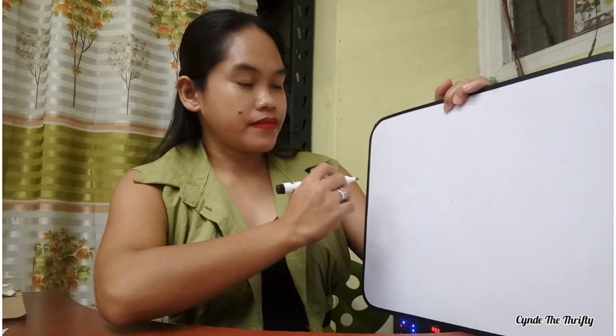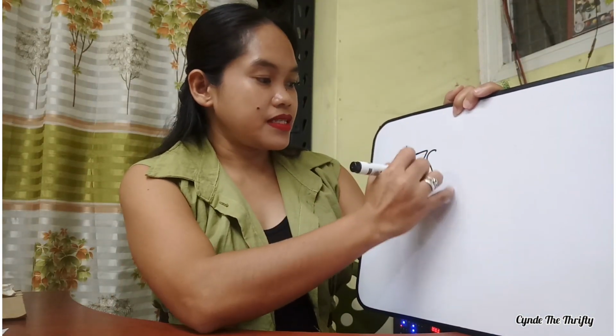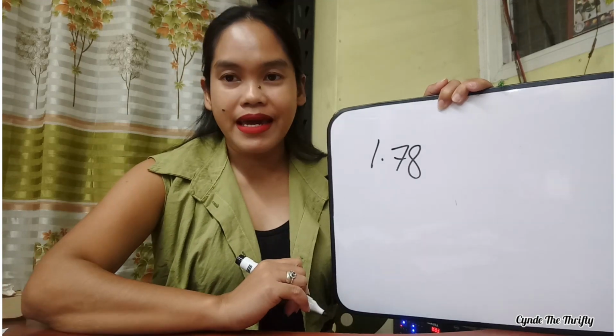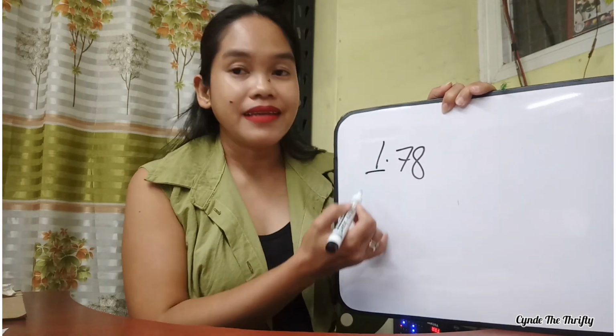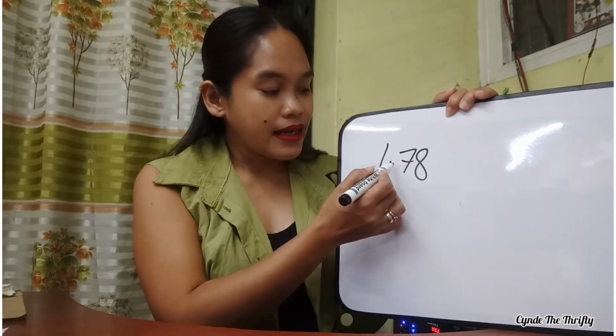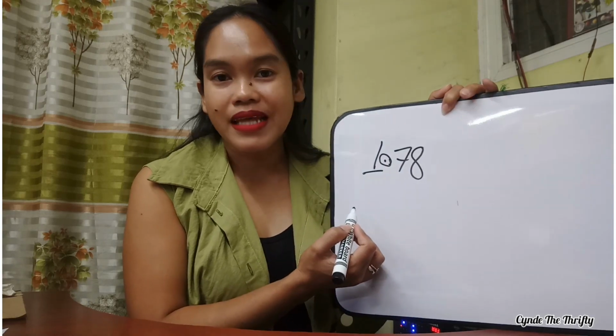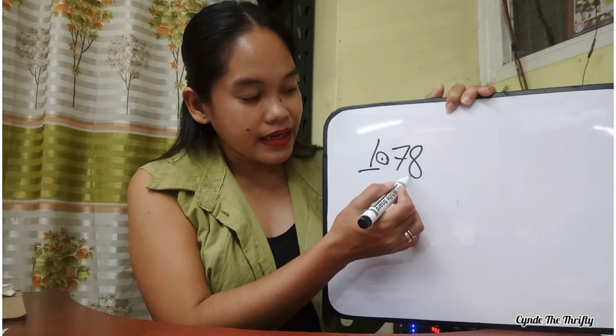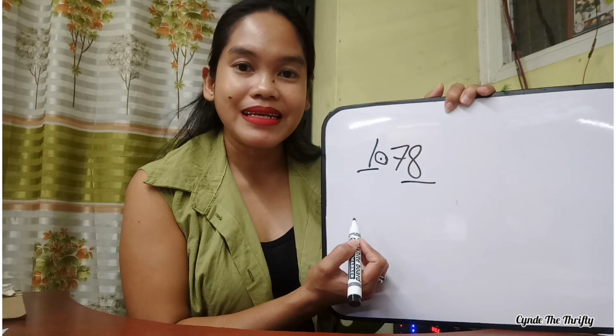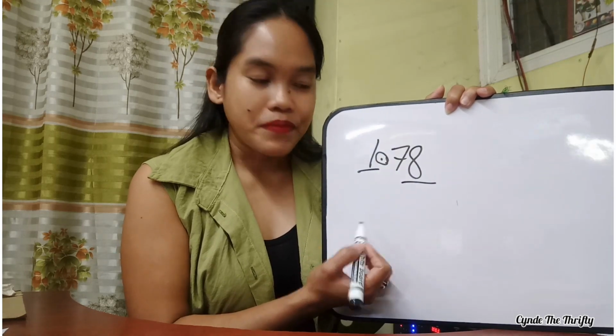So what is decimal numbers? Decimal numbers are the numbers right after the decimal point, and the value of the decimal numbers is less than 1. So hindi siya umaabot sa 1. Ang value niya is less than 1. So for example, this one, 1.78. Ang number natin dito sa left side, tinatawag natin itong whole number. And then, ang ating point is ang tinatawag na decimal point. And ang number natin dito sa right side, yan ang tinatawag na decimal numbers.